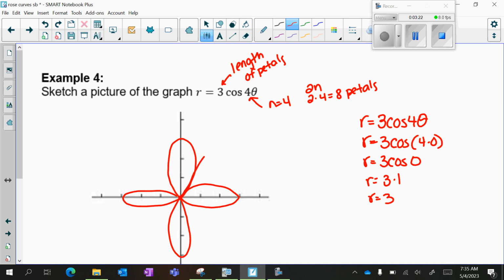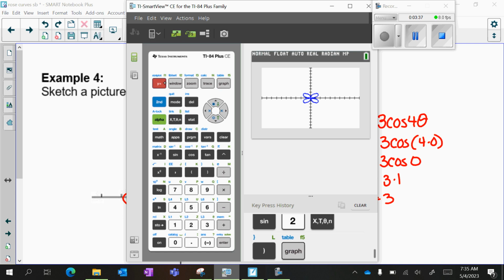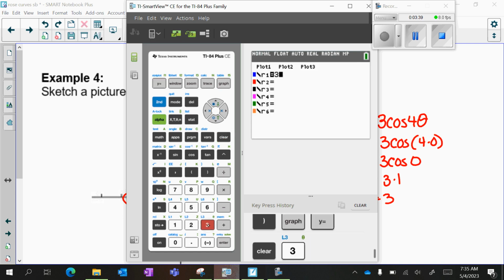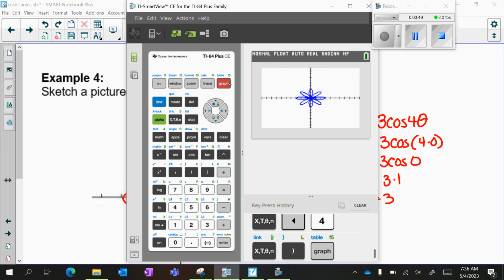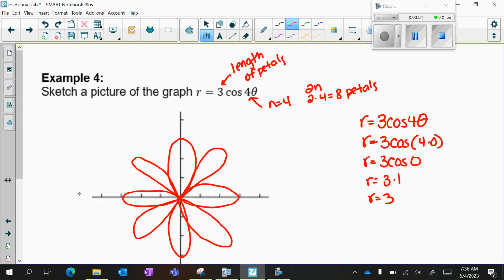So the other ones are going to be in between, and it's a little hard to sketch, but it looks something like that. And you can always check on your calculator, of course, if it is a calculator portion of the exam, or if you're just working on homework. So y equals 3 cosine 4 theta. There's my graph. We didn't check example 3, so if you want to do that, you could as well. But that's how you sketch rose curves without a calculator.